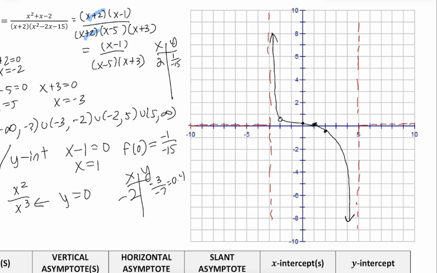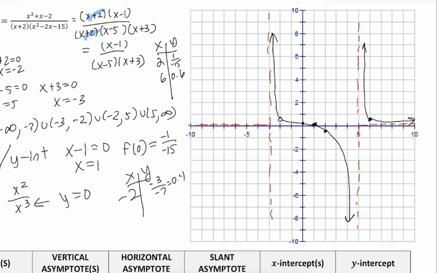Let's talk about this right section. Why don't we plug in 6? If you plug in 6, we get about 0.6. So let's go ahead and put that on. That tells me that this piece is locked in this corner.